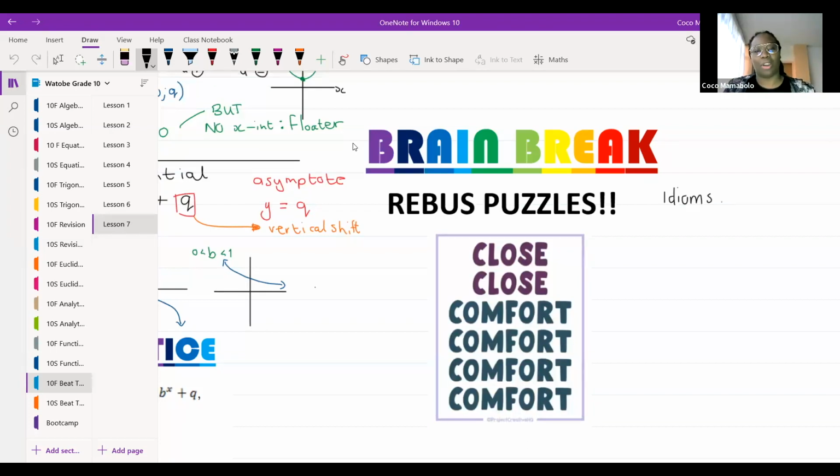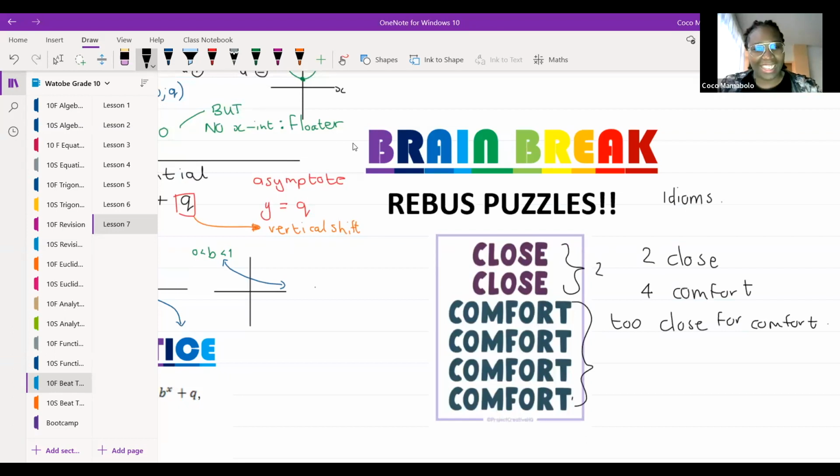So in this one over here, I have two closes, so I can say too close, and I have four comforts. So I can say too close for comfort. So this idiom actually says too close for comfort. See, it's almost like maths, but maths translated into words. Give me a thumbs up if this kind of rebus puzzle makes sense. You guys need to interpret the ones that I'm going to show you next. Okay.